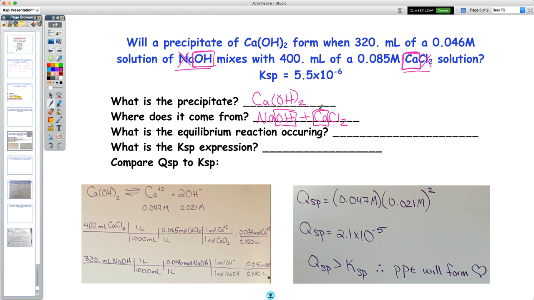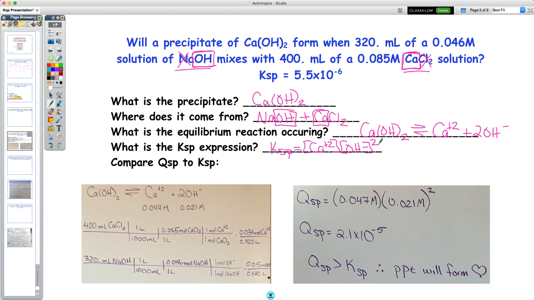Now, what is the equilibrium reaction occurring? Well, they're asking if a precipitate forms. And a precipitate is just the solid in equilibrium with the dissolved ions. And so I'm going to have calcium hydroxide, in the solid state, in equilibrium with calcium ion and 2 hydroxide ions. The K expression for this is going to be Ksp equals [Ca2+][OH-], and again I have to square this because there's a 2 in front of it.